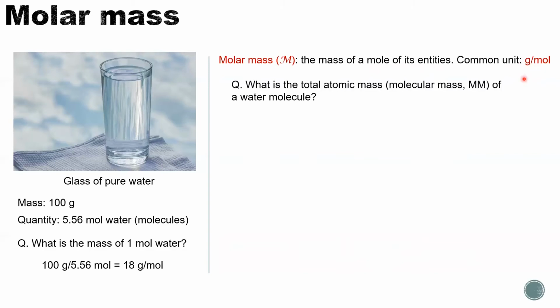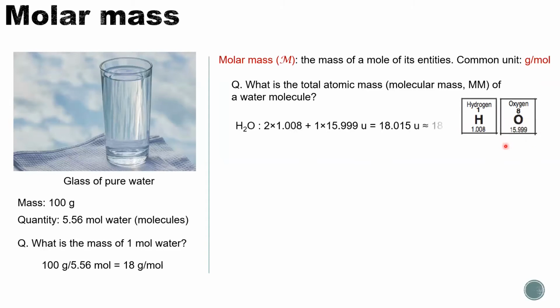Let's take a look at this question. What is the total atomic mass of a water molecule? I'll give the two symbols from the periodic table. And if we know a water molecule is made of 2 hydrogen and 1 oxygen atom, we can add the atomic masses showing up in the periodic table, as we have 2 hydrogens and 1 oxygen. So the total mass is 18.015 u. u is a unit of atomic mass. And rounding this number to a whole number, you get 18.